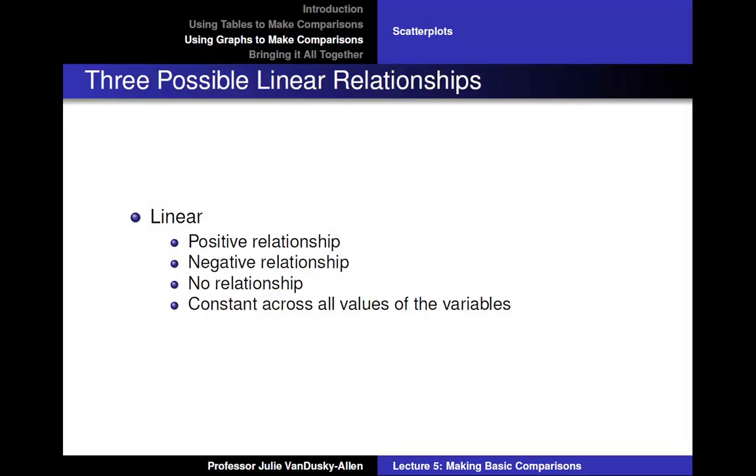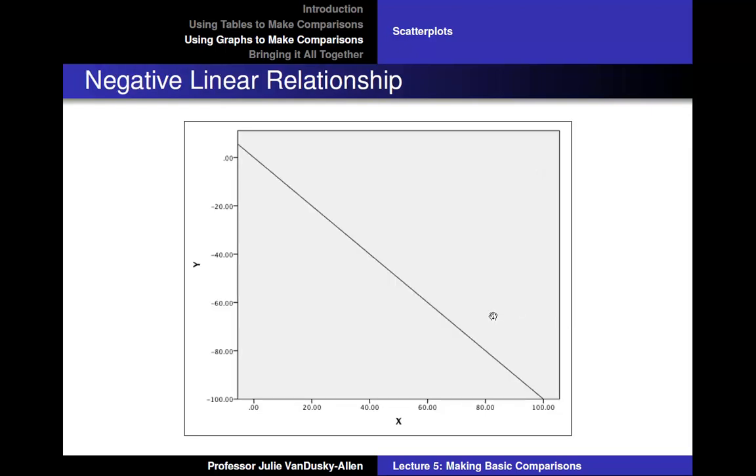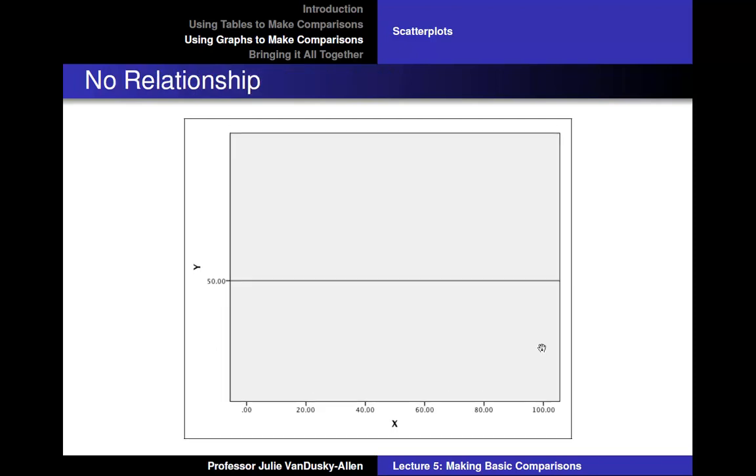The next step is interpreting whether the linear relationship between the two variables is positive, negative, or no relationship. Recall that in a positive linear relationship, as the independent variable increases, the dependent variable increases at a constant rate across all values of the independent variable. Recall that in a negative linear relationship, as the independent variable increases, the dependent variable decreases at a constant rate across all values of the independent variable. When there is no relationship between the independent and dependent variables, as the independent variable changes, the dependent variable stays the same.